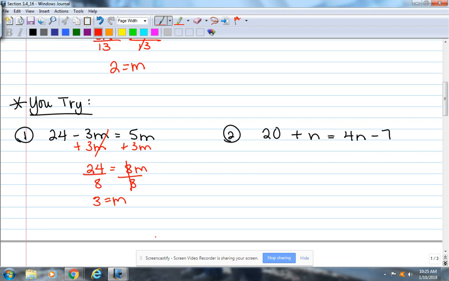But that's a common mistake. People do that, right? They'll add on one side and subtract on the other. So it's okay. I hadn't had enough coffee at that point. So raise your hand if you got 3 equals m for number 1. All right, good job. Number 2.